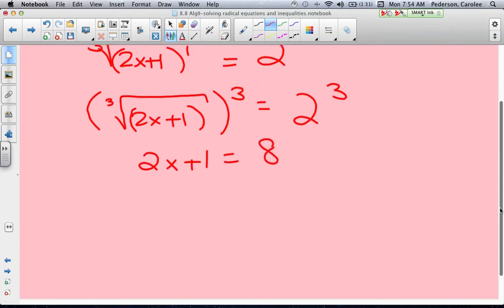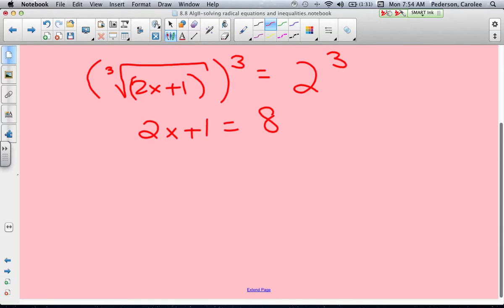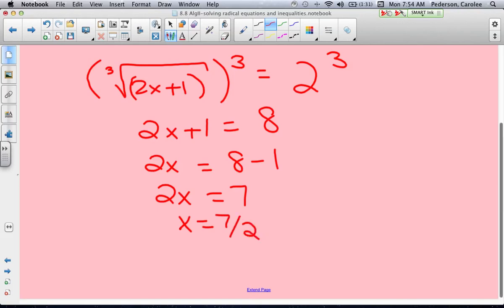Now we solve this equation for x. So we'll subtract 1 from both sides, reduce that 8 minus 1, which is 7, and then divide by 2. So our final answer is x equals 7/2, or if you want in decimal form, 3.5.